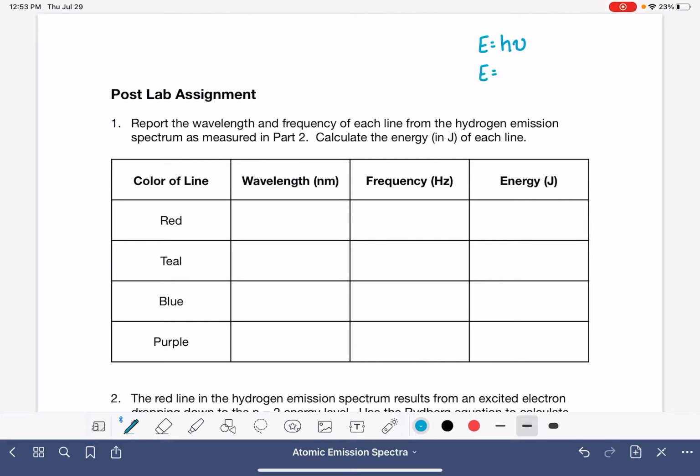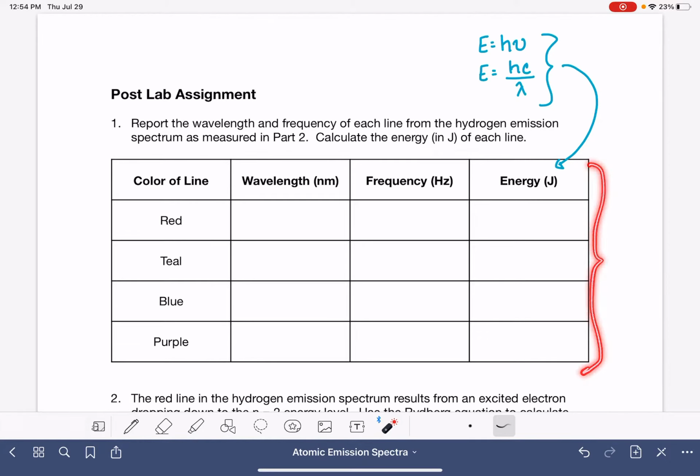The other option that you have is hc over lambda: Planck's constant, 6.626 times 10 to the -34, the speed of light in meters per second, and then the wavelength, which would need to be in units of meters. So if you wanted to use this equation, you'd have to convert your wavelength into units of meters, another unit conversion. But again, you can use either one of those equations to calculate the energy. I would probably choose this one myself just because it's a little bit mathematically easier and because there isn't an extra unit conversion.